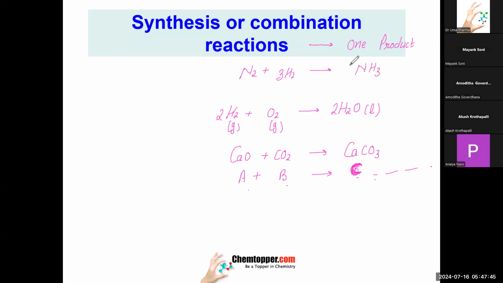Can I call this a synthesis reaction? Synthesis, yes. Do you know this compound? Can you name it? Yes, ammonia. Is it polar or non-polar? What kind of IMF are there in ammonia? Mm-hmm. Very good, Amodita. Very good, Akash. Good. Excellent. Okay.